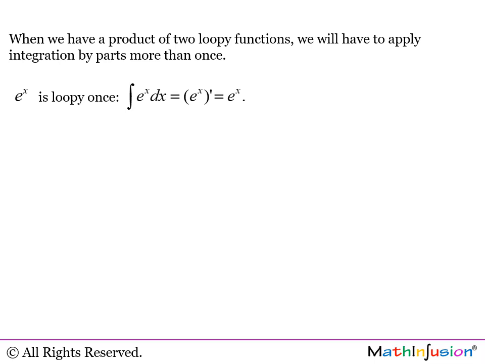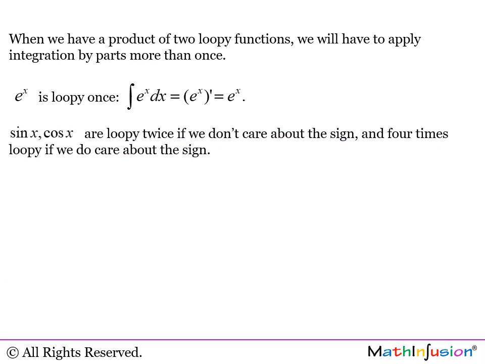Because the integral of e to the x dx and the derivative of e to the x is e to the x. So if you take it as u or you take it as dv, e to the x will stay e to the x. So sine x and cosine x are loopy twice. If we don't care about the sign, then it's really twice, and 4 times if we really care about the plus and minus.